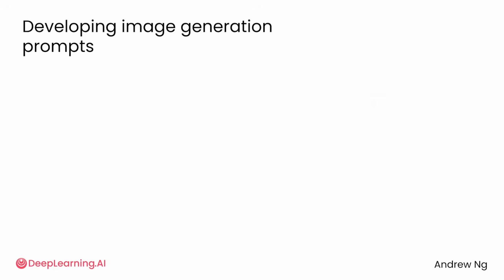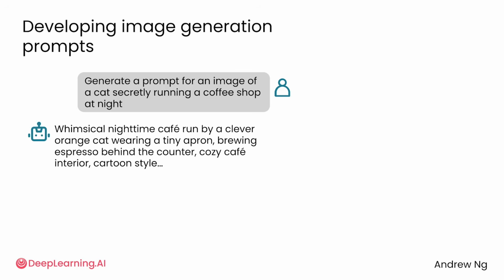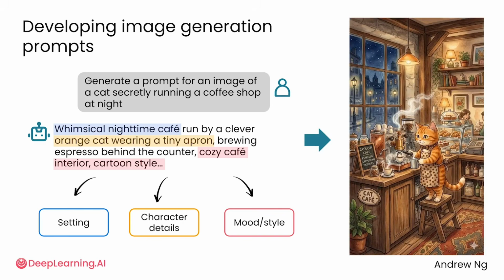If you're not sure how to prompt an AI image generation system, you can actually ask a text-based AI model to help you write a prompt. For example, if you ask it, generate a prompt for an image of a cat secretly running a coffee shop at night, an AI text model may write a prompt like this. Notice that here it specifies a setting, specifies details of the character, and specifies a mood or a style. And if you don't like any of these details, you can modify them to your liking. And a prompt like this might generate this cute picture on the right.